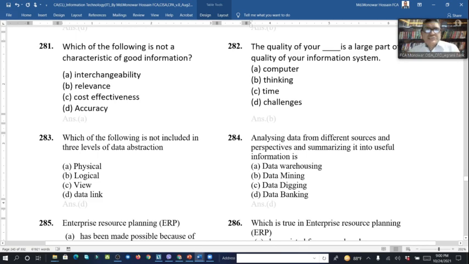Which of the following is not a characteristic of good information? Here, good information should be accuracy, cost effective, relevant, and interoperability. So what is interoperability? Interoperability means operating one with another.